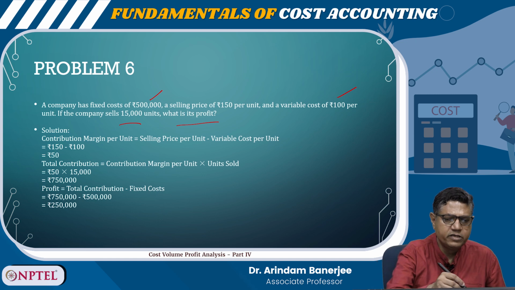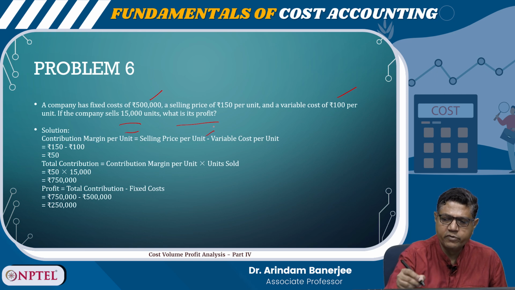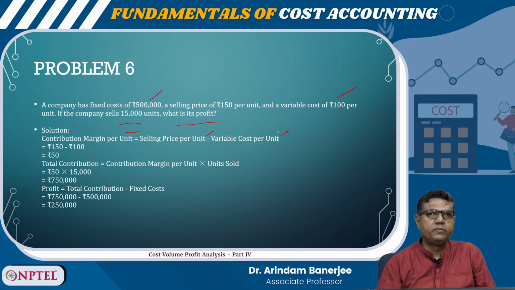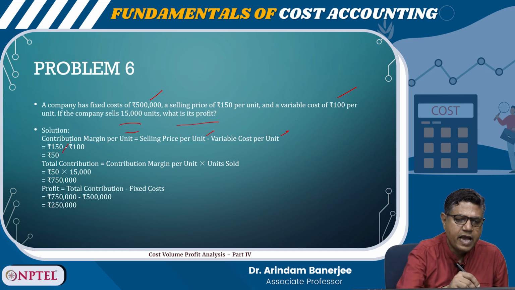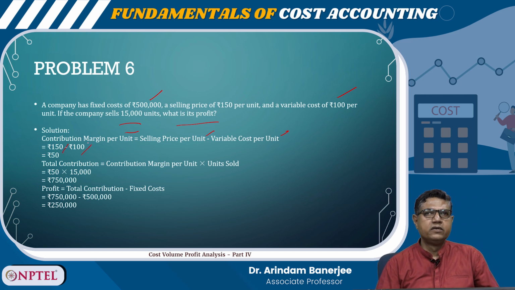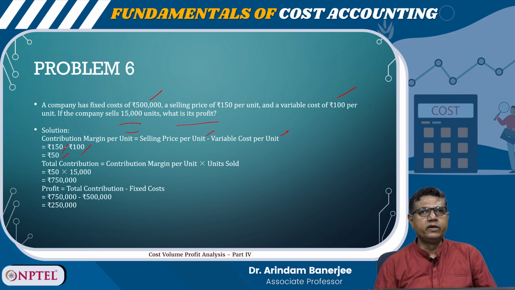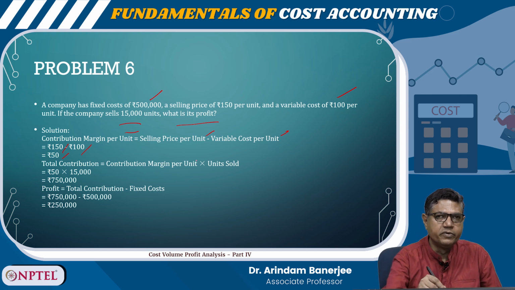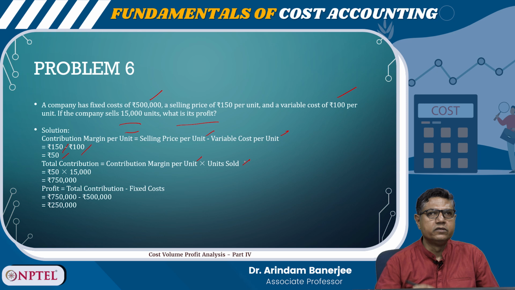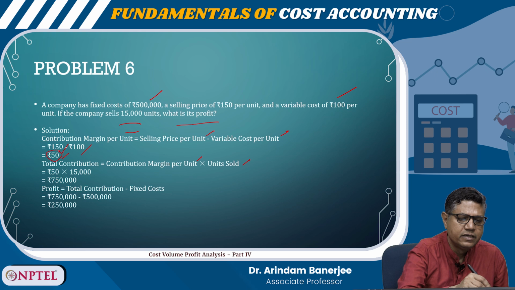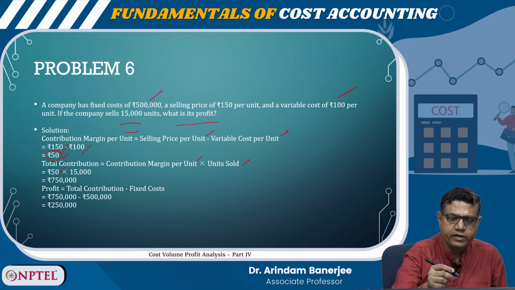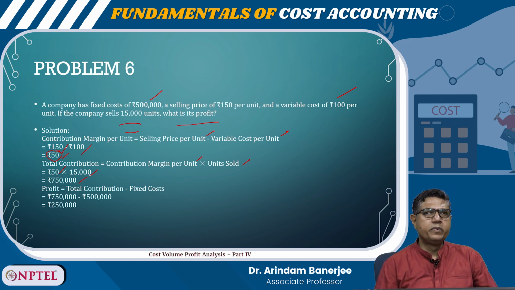So, contribution margin per unit is selling price per unit minus variable cost per unit. Selling price per unit is 150 and variable cost per unit is 100. So, the difference is 50 rupees. So, total contribution is equal to contribution margin per unit into units sold. So, total contribution is 50, the contribution margin per unit we calculated here, into units sold 15,000. So, it is coming to rupees 7 lakh 50,000. So, this is my contribution.